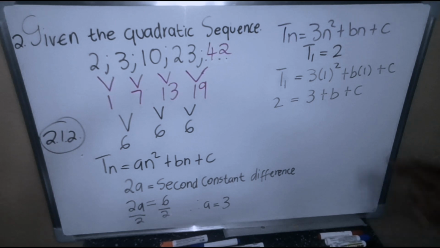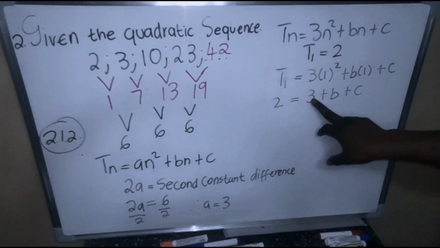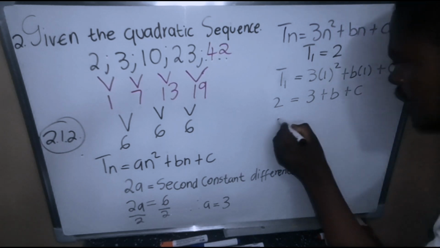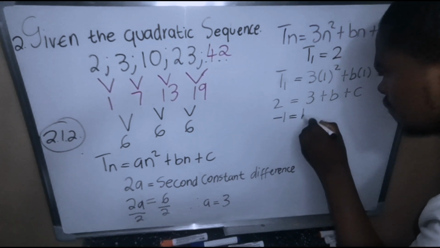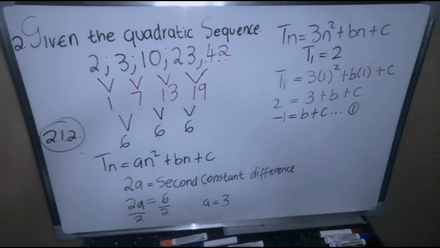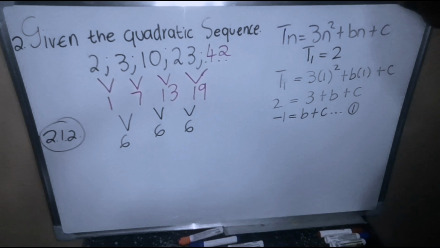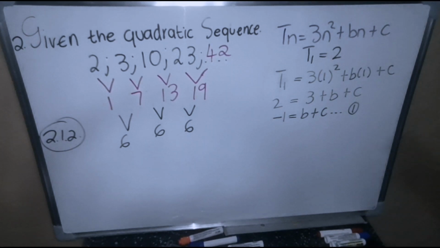Now, let me transpose this 3 to the left. 2 minus 3 is negative 1. Negative 1 is equal to b plus c. This is my equation number 1. This is how you find the first equation of our quadratic sequence. Now, equation number 2. Here we have 2 variables, b and c, so we use simultaneous equations to find the 2 variables.